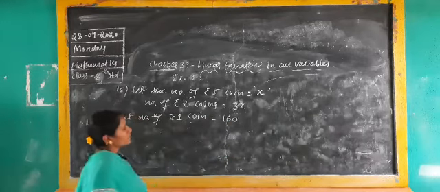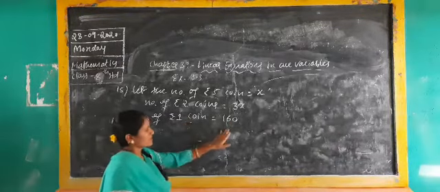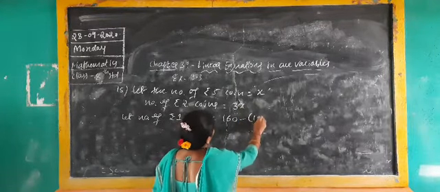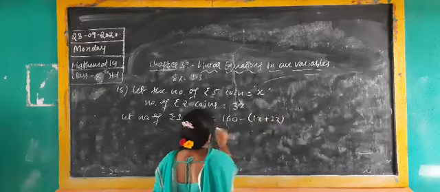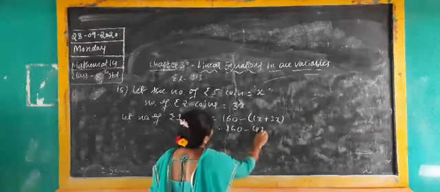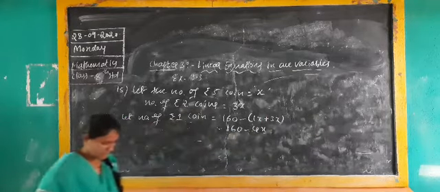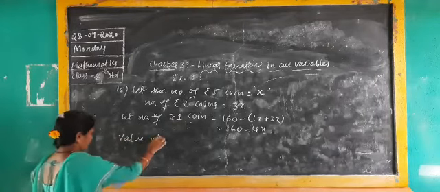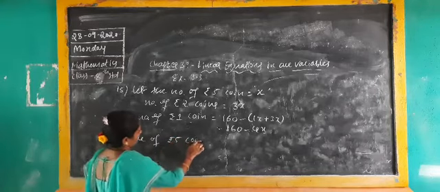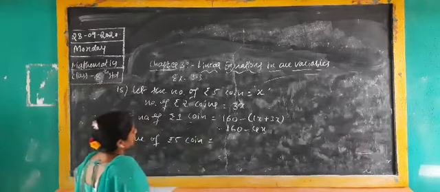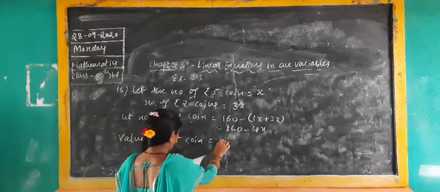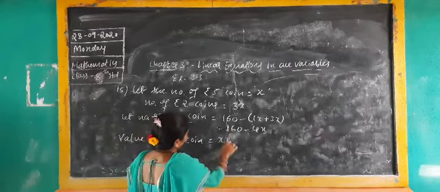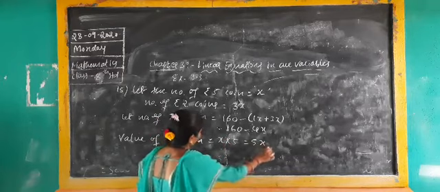Here the total number of coins will be 160. Add rupee 5 and rupee 2 coins: 1x plus 3x, you will get 4x, so rupee 1 coins are 160 minus 4x. Next, the value of rupee 5 coins. Multiply by 5, where x is there: x into 5, you will get 5x.